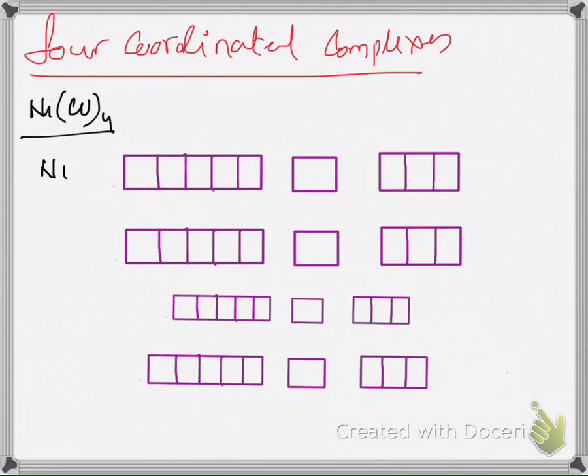Today also we have valence bond theory, but it is for 4 coordinated complexes. Example, Ni(CO)4. Here the coordination number of nickel is 4.